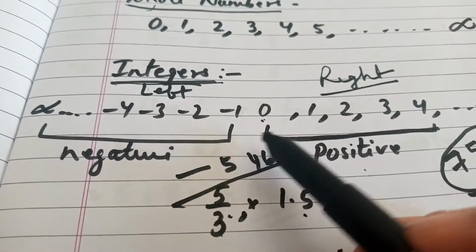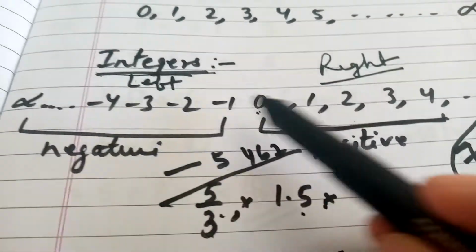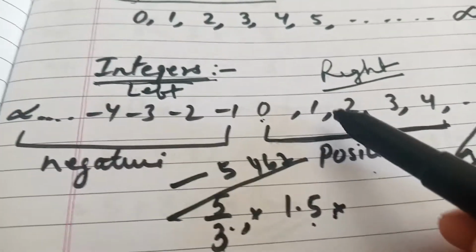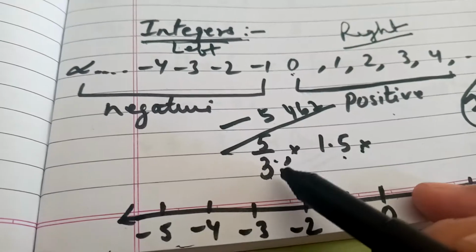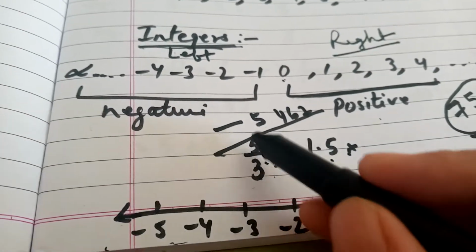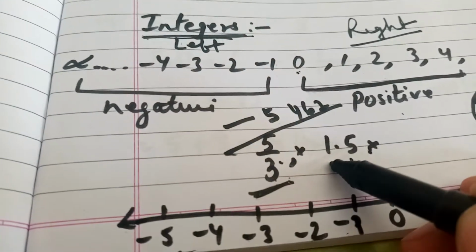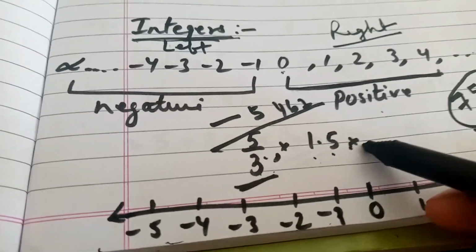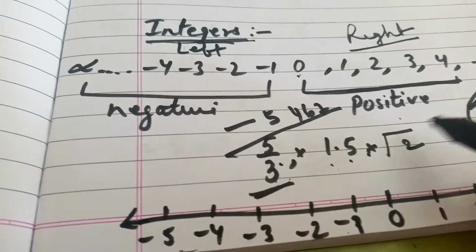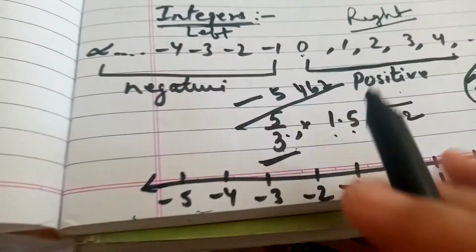So if all positive and negative numbers are integers, what is not an integer? Fractional numbers, such as the fraction 5 by 3, are not integers. Decimal numbers are not integers. Rational numbers are not integers.